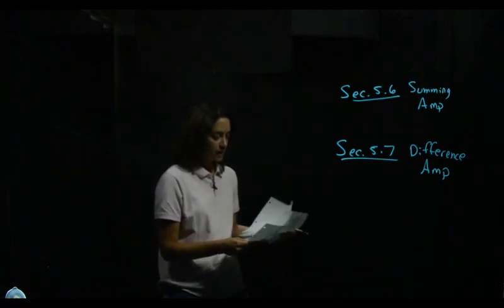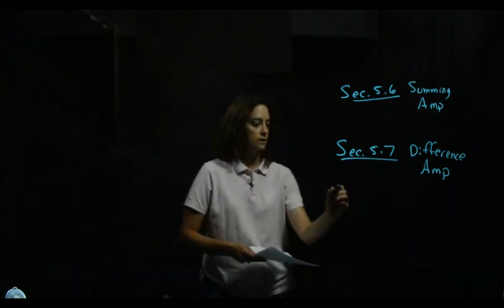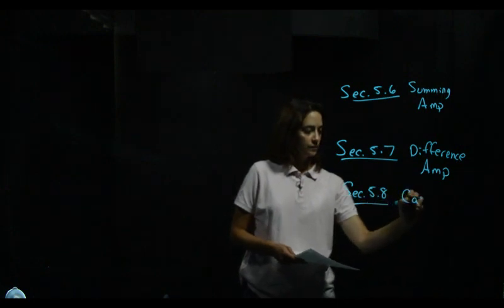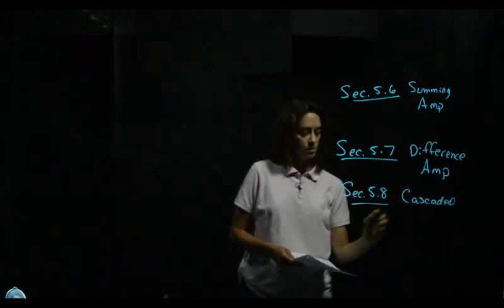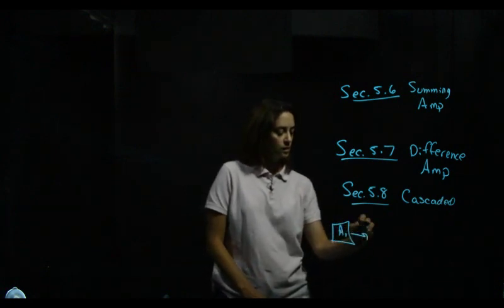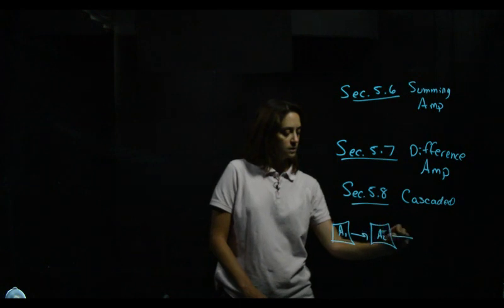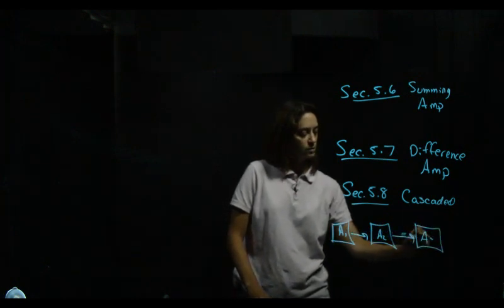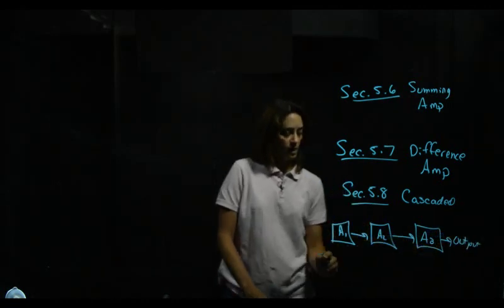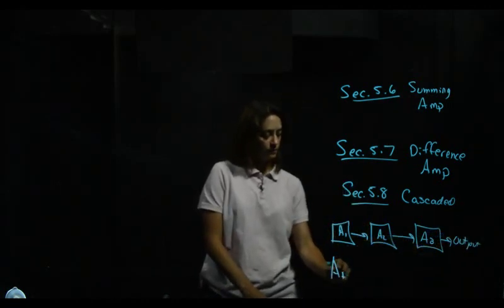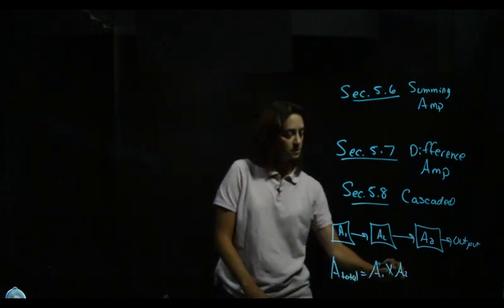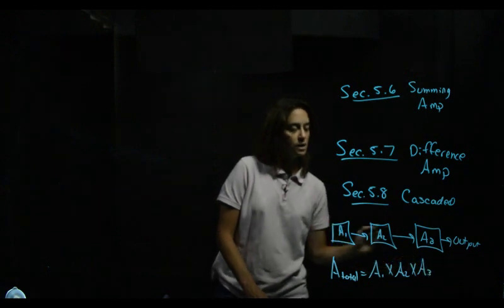Section 5.8 is on cascaded amplifiers. So that is when amplifiers are connected to one another. So A1 connected to some A2, A3, however many you want. And your overall gain is a product of each stage. So A1 times A2 times A3.